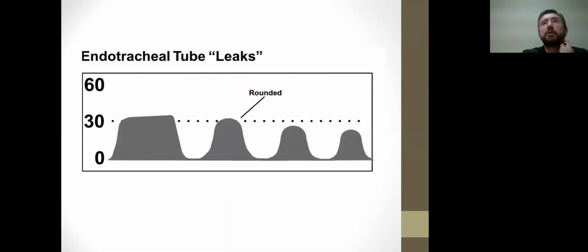With endotracheal tube leaks, if air leaks around the endotracheal tube cuff, the alveolar CO2 gas is diluted and it's going to blend with the downstroke of the capnogram, as we see in this illustration. So basically what would be indicated here is a deflated or leaky tracheal tube cuff, or possibly even an artificial airway that may be too small for the patient.